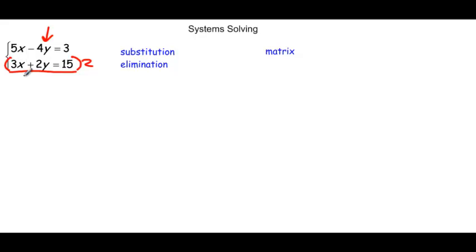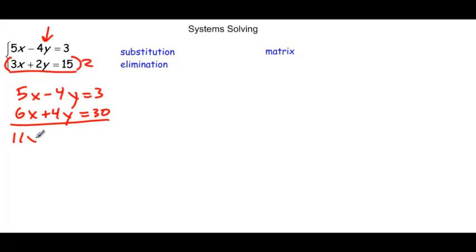Okay, so I'm going to rewrite it right here. So the top equation is still the same, so I'm just going to write the top equation as is. And now I'm going to multiply the bottom equation by 2. So now we're going to have 6x plus 4y is equal to 30. Okay, and simply go through here, and we're going to have 11x. Notice those cancel out, and we get 33. Excellent. So now we divide by 11, and x is equal to 3.